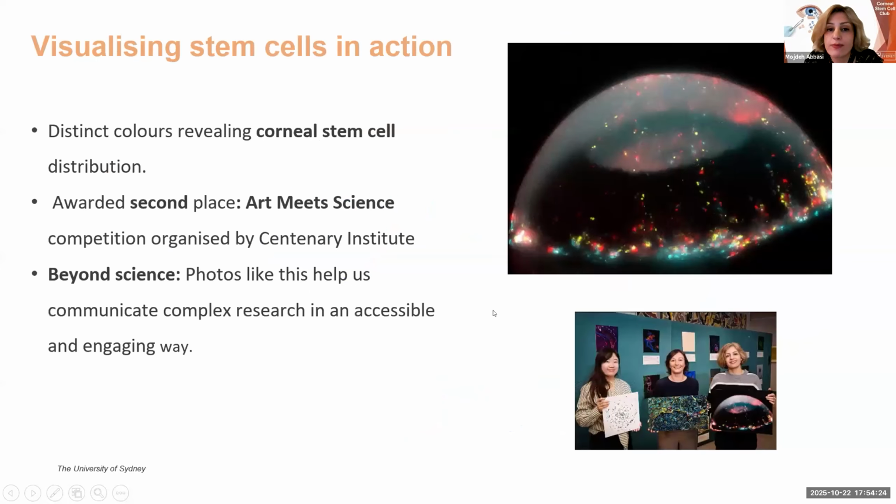After we develop our stem cells on the contact lenses, we would like to test them using a preclinical model. Here you can appreciate a preclinical model that we are currently using. These colorful spots show the stem cells. When we grow the stem cells on the contact lenses and check them on this preclinical model, we can track these colors, which show the stem cells, to see how the regeneration is going. And this image actually went beyond science, and it won the prize at the Art Meets Science competition.